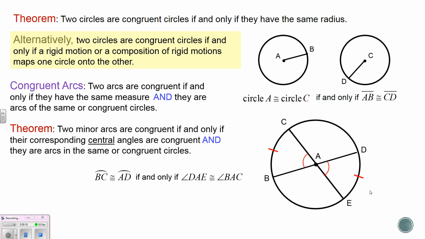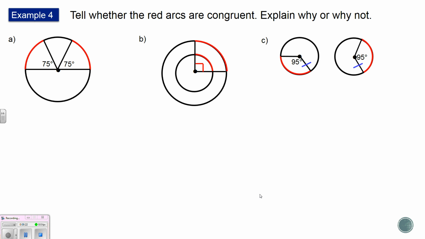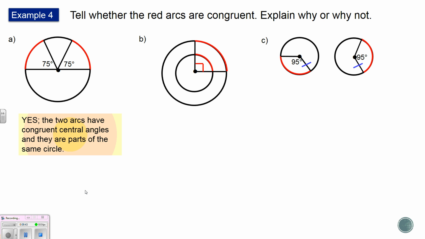All right, so let's test this out and see how we did. Tell whether the red arcs are congruent. Explain why or why not. In part A, these two arcs both have the same central angle measures of 75 degrees. They're part of the same circle, so yes, those are congruent arcs.